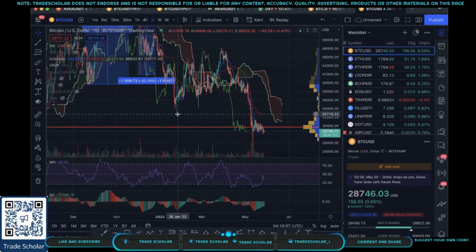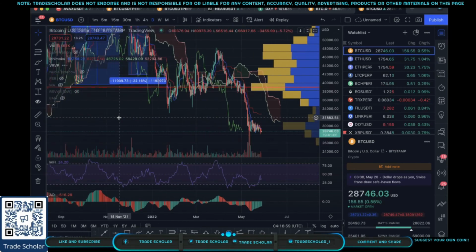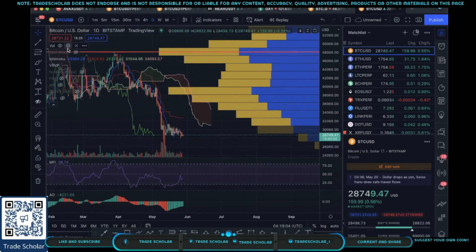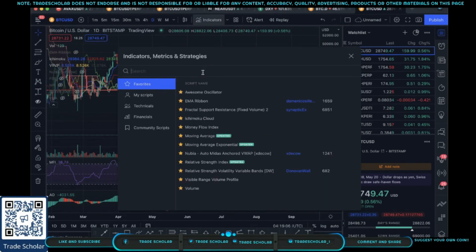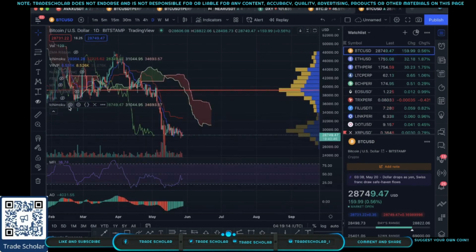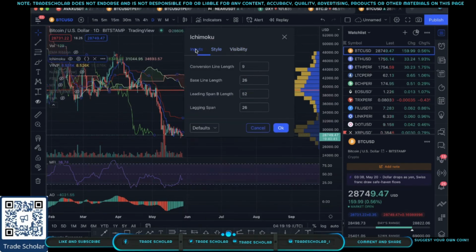If we try, this can be our only exit. So that's how you use your Ichimoku Cloud. For the setup, how are you going to use it? You just type Ichimoku Cloud here, and you can have this one, and you just click it. So this is the Ichimoku, and from here your setup would be just the default.